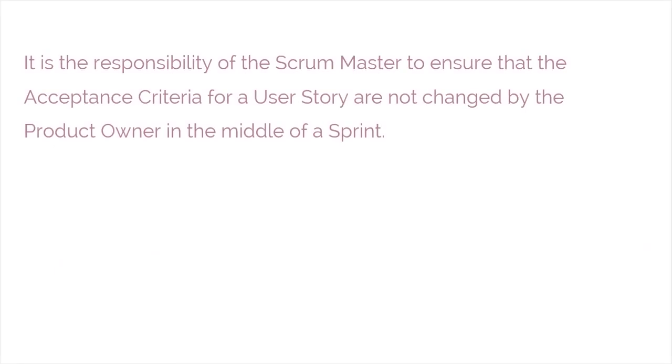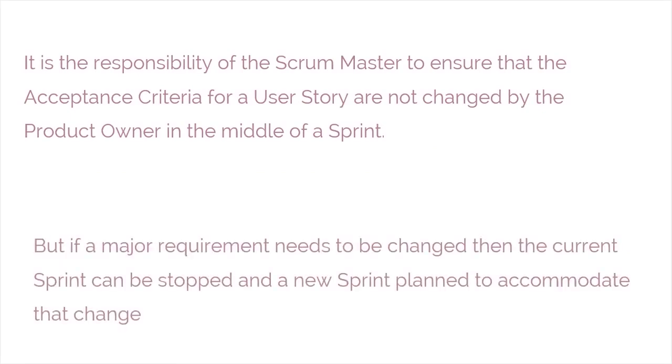And the Scrum Master has to ensure that the acceptance criteria for all user stories are not changed in the middle of a sprint. But if a major requirement needs to be changed, then the current sprint can be stopped and a new sprint planned to accommodate that change.